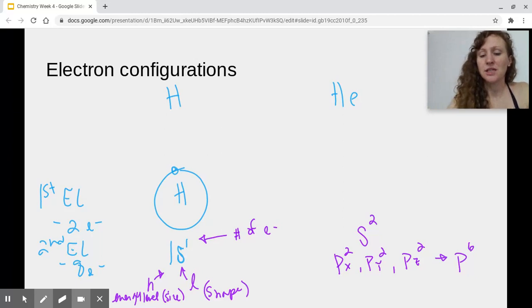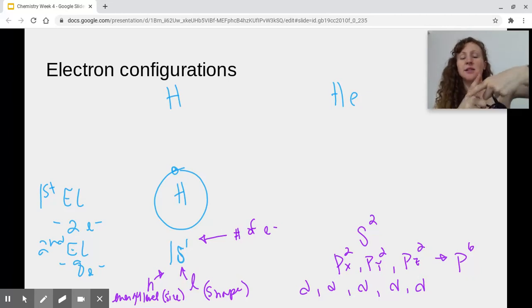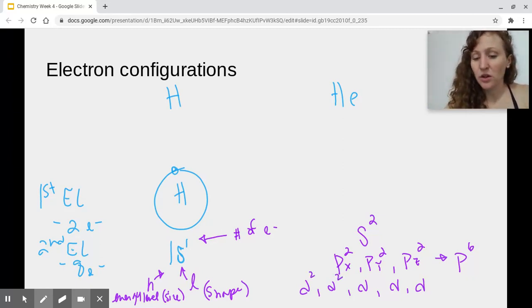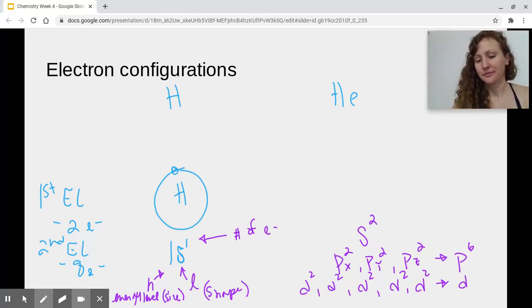Same thing happens with the D. Remember, we have 5 different Ds that we can represent, all having a different orientation: XY, YZ, XZ. And then we have 2 on diagonals. Each of those can hold 2 electrons, but they all get smushed together for an electron configuration, so that D can hold how many? 10. Same thing happens with the F's. There's 7 different F orientations that can occur.